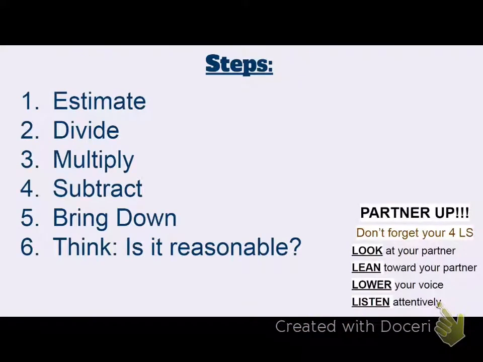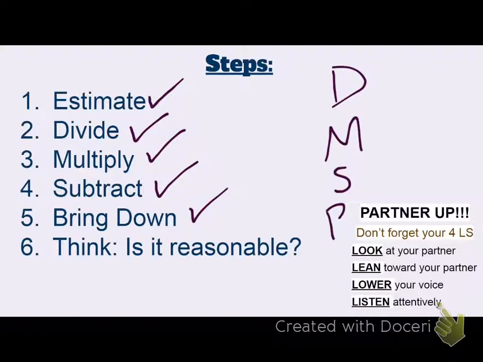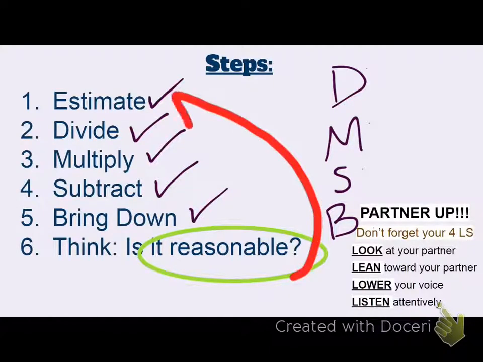The steps for division have not changed. We're still going to estimate first. We're going to see if our answer is going to be close to something that we estimated earlier. We're going to divide, multiply, subtract, bring down. That's our dad, mom, sister, brother, right? Once we have those steps in place, it kind of helps us when we divide. After we divide, multiply, subtract, bring down, we want to think, is our answer reasonable? Does our answer make sense? Is it close to the estimate that we got earlier?